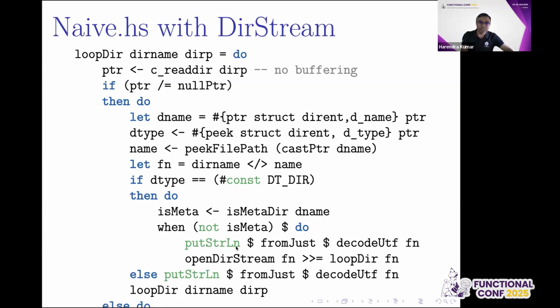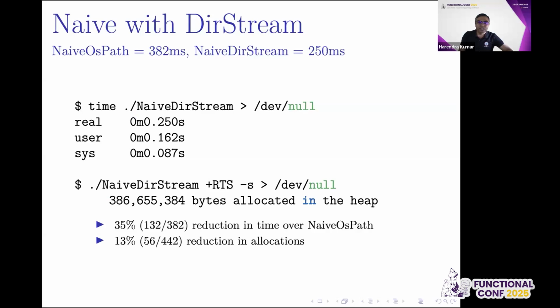And then we are again doing exactly the same thing. We are doing a loop dir here, recursing. Again, if it is a directory, we are doing a depth first search here. Now let's test this out. We get 250 milliseconds here compared to the 382 milliseconds in the naive OS path version. Now here, you see the allocations are 386 MB, so a 13% reduction in allocations and a 35% reduction in time.